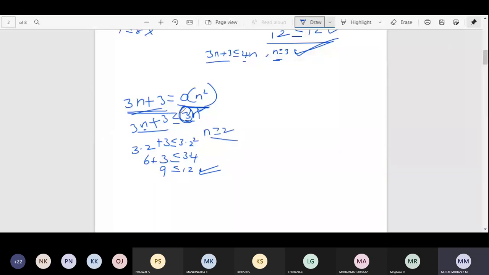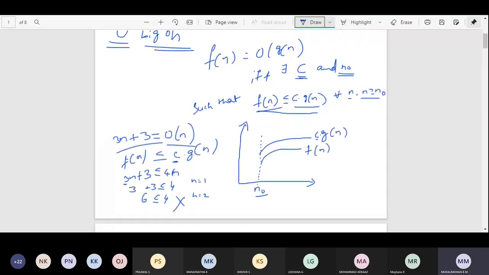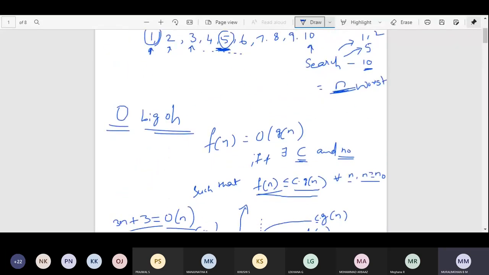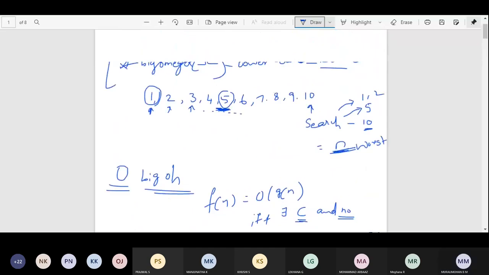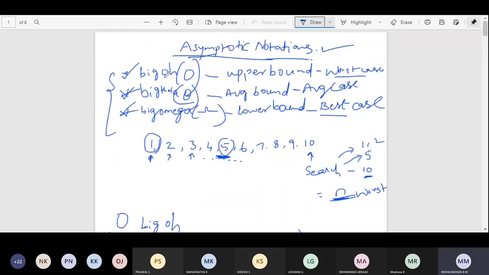So we are proving f of n is less than or equal to c into g of n. Like this, you should prove. If the question is asked in the examination, prove this for big O notation, or worst case, or upper bound, you should be ready to answer if the question comes with any of these terminologies. Big O, upper bound notation or worst case.